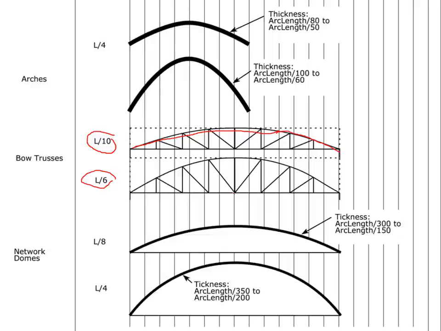And by the way, the span, which is not shown in this diagram, but is shown in the book, actually goes up to about 700 feet. So these are pretty long span structures. And typically, by the way, we'd only do that on something like a football arena or something where we need huge, unobstructed, open space.